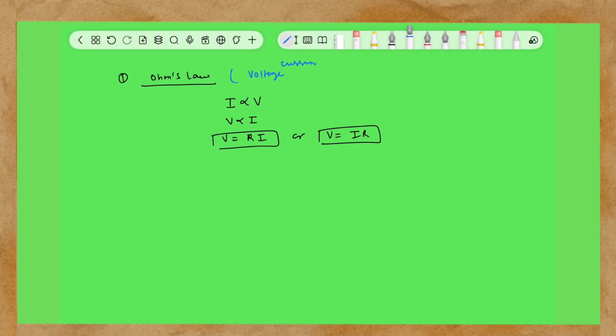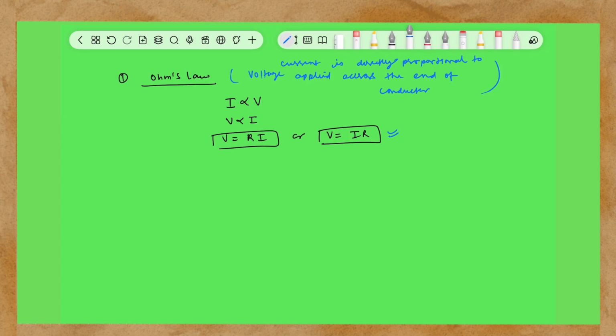In which we define that current is directly proportional to voltage applied across the conductor. This is the basic definition, or this is the basic of Ohm's law. So we conclude Ohm's law with this formula, V equal to IR.